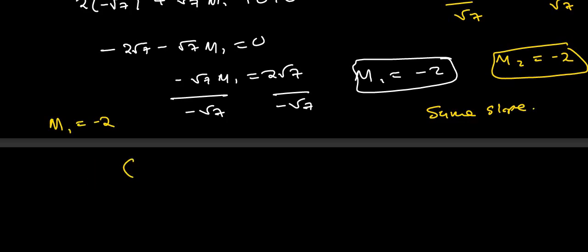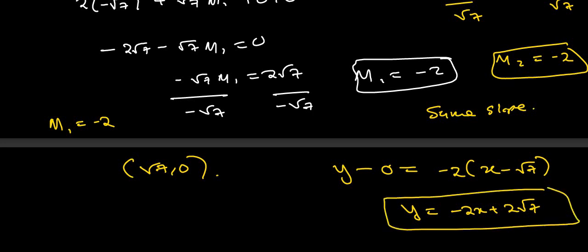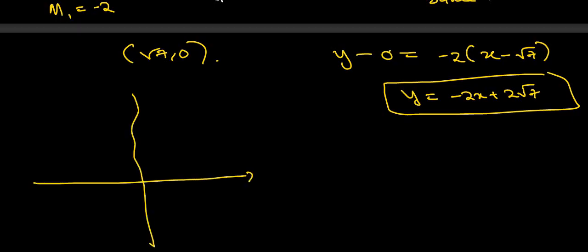I'll pick the point root 7 comma 0. So the tangent to this is y minus 0 equals negative 2 times x minus root 7. This gives us y equals negative 2x plus 2 root 7. This is what we get, the equation of the tangent. Whenever you are discussing anything to do with a line parallel to the x-axis, here is the x-axis.